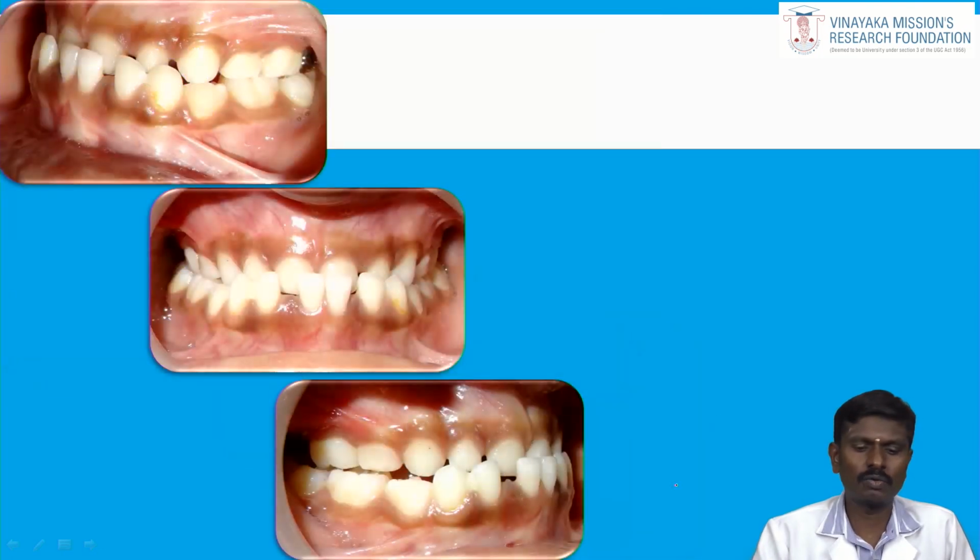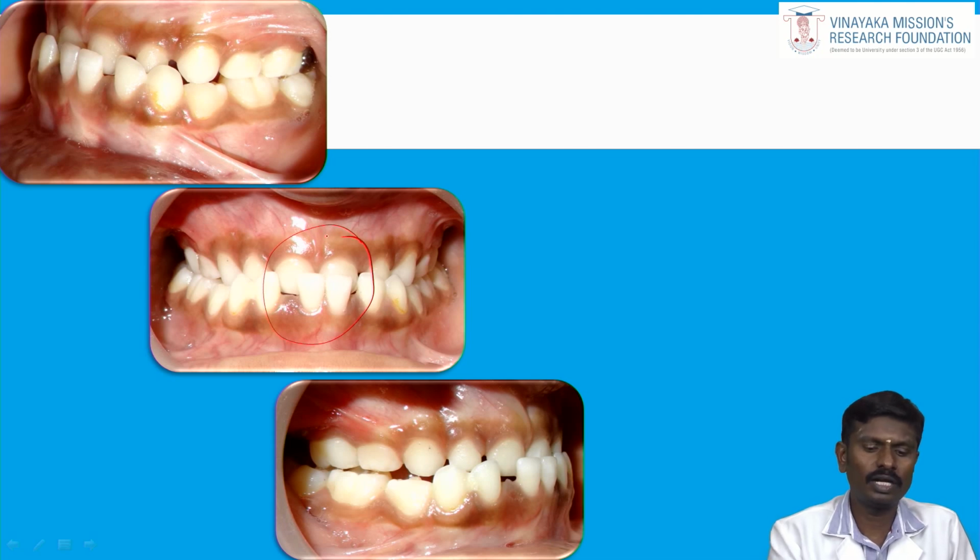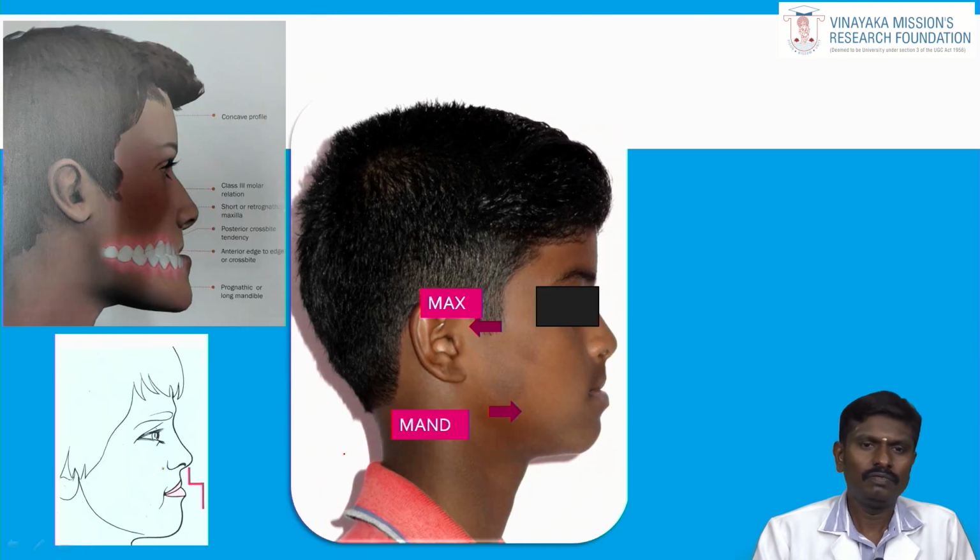If you see intraorally, you can see the anterior crossbite. Posteriorly, you can see crossbite unilaterally or bilaterally. In the occlusal view, the maxilla will be more constricted when compared to the mandible. What are the extraoral features of class 3? You have a concave profile, the maxilla will be retruded and the mandible will be prognathic. You will have a positive lip step.